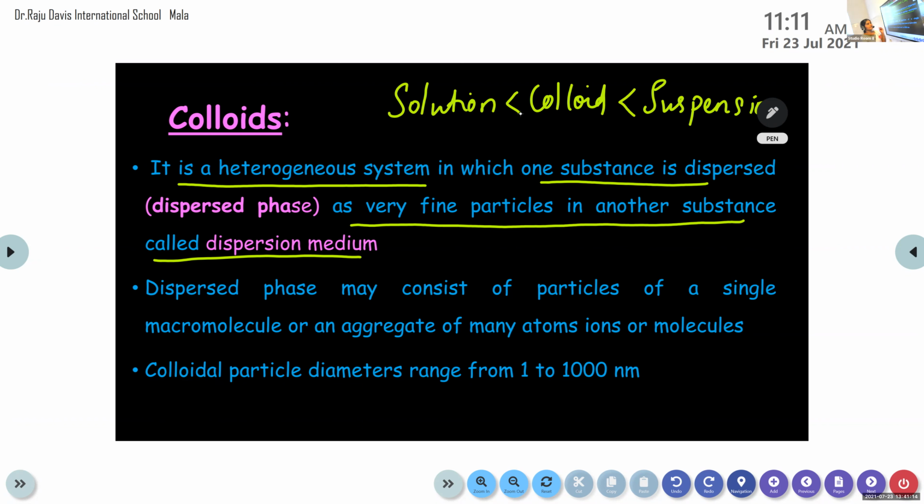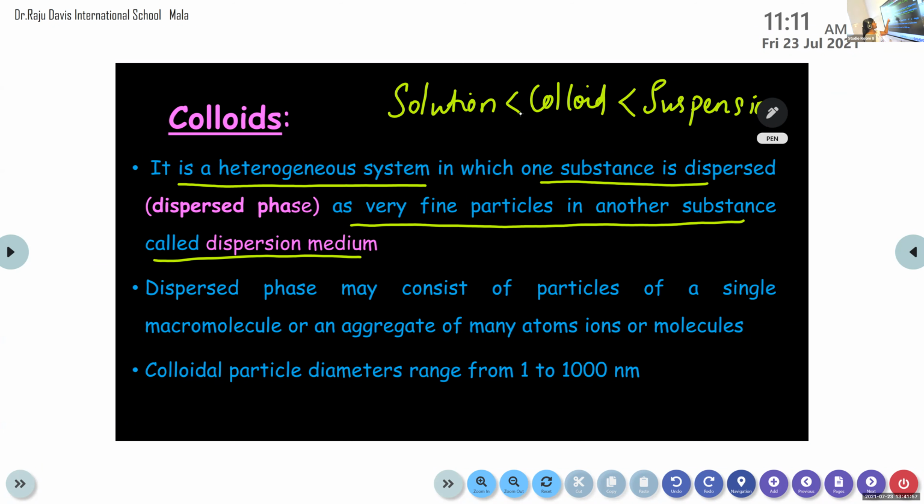In solutions, you know that the particles are dissolved completely in the liquid, right? So particle size is too small. It cannot even scatter a beam of light. But in the case of colloids, these particles also we cannot see with our naked eyes, but they are big enough to scatter a beam of light. And in the case of suspensions, we can see the particles. Example, muddy water, then sand and water. These are examples for suspensions. So colloids have properties in between solution and suspension. In a colloid, one substance is dispersed as very fine particles in another substance, and that is called dispersion medium.